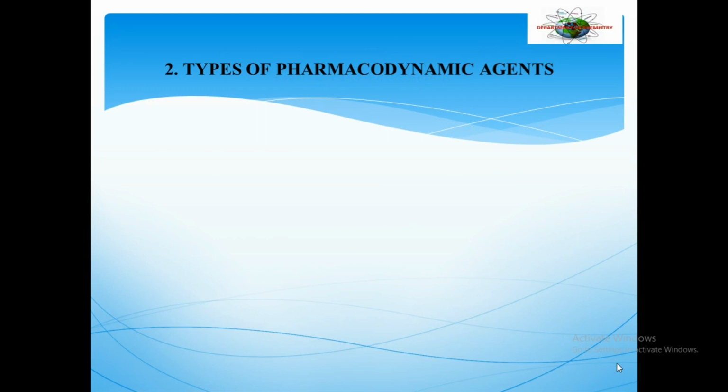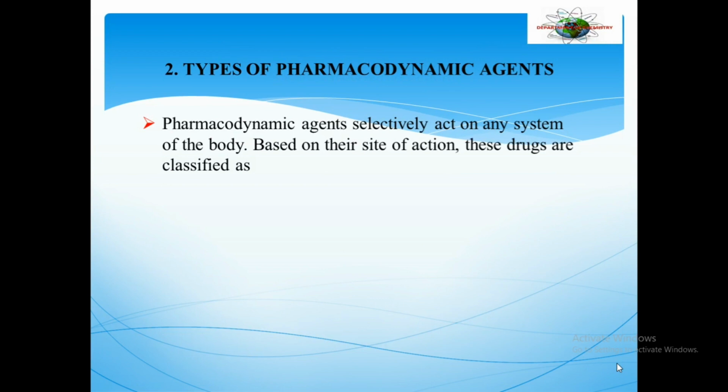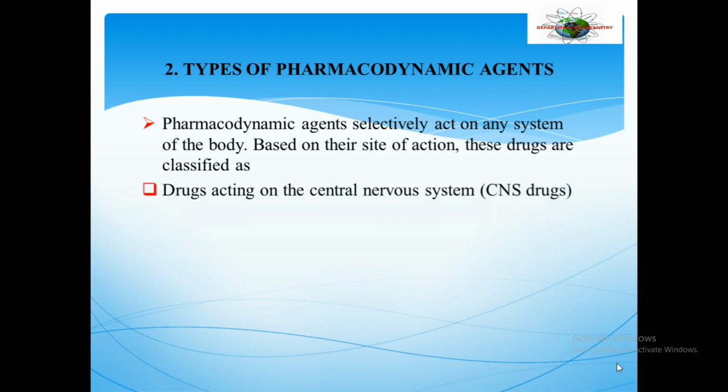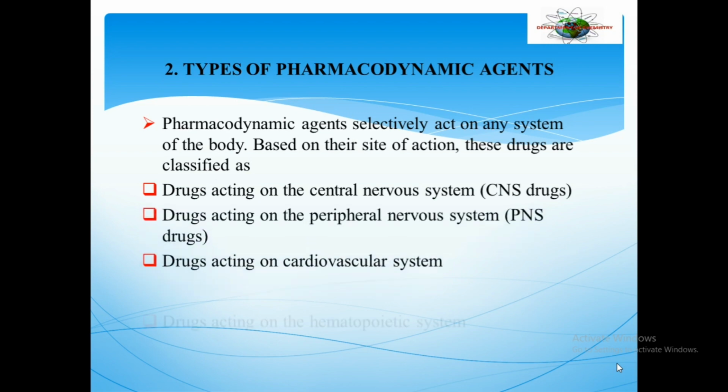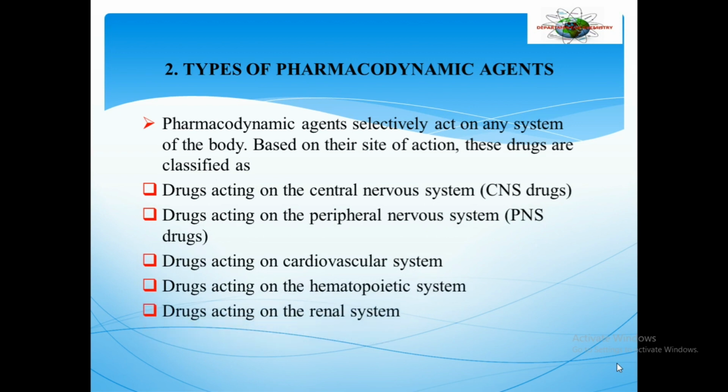The next topic in this chapter, types of pharmacodynamic agents. Pharmacodynamic agents selectively act on any system of the body. Based on their site of action, these drugs are classified as drugs acting on the central nervous system, drugs acting on the peripheral nervous system, drugs acting on cardiovascular system, drugs acting on the hematopoietic system, and drugs acting on the renal system.